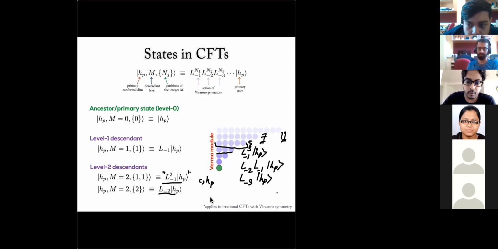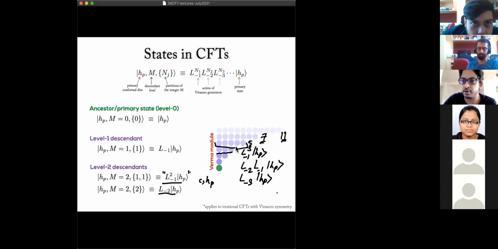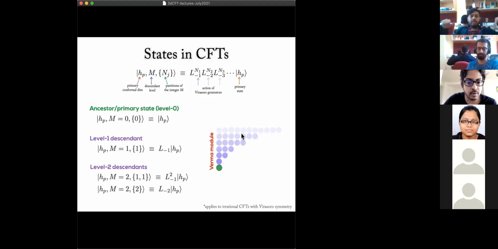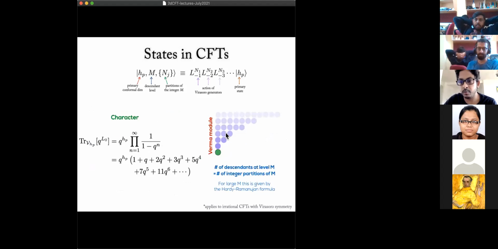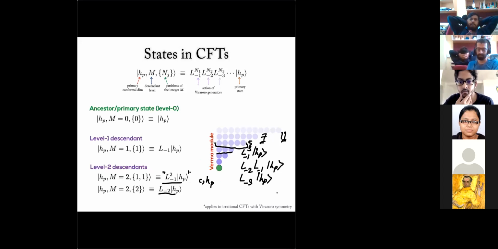Okay, so we saw that at each of these levels we have these degeneracies, and one can actually write down a counting function. Yeah, please. For an irrational CFT, is the orthogonalization at each level independent of HP?